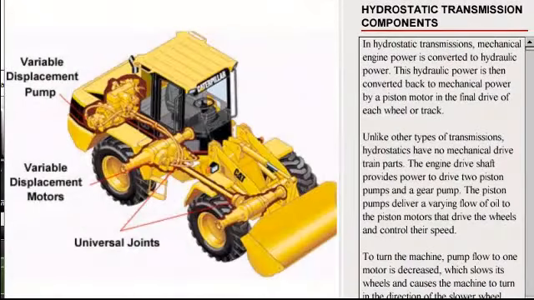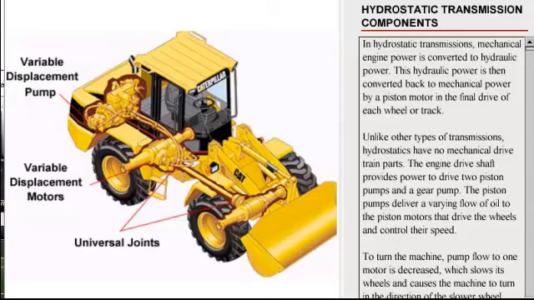In hydrostatic transmissions, mechanical engine power is converted to hydraulic power. This hydraulic power is then converted back to mechanical power by a piston motor in the final drive of each wheel or track. Unlike other types of transmissions, hydrostatics have no mechanical drivetrain parts.